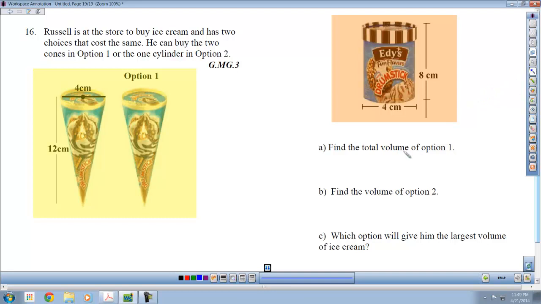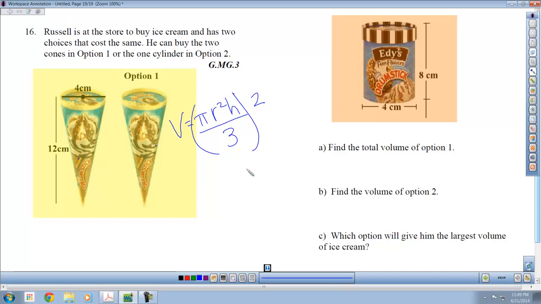So first of all, they want us to find the volume of option 1. Well, these are definitely cones. So what's the volume formula for a cone? It's pi times the radius squared times the height divided by 3. But what do you notice? How many cones are here? 2. So we're basically going to take this and multiply by 2, and that will give us the total amount of ice cream by buying 2.